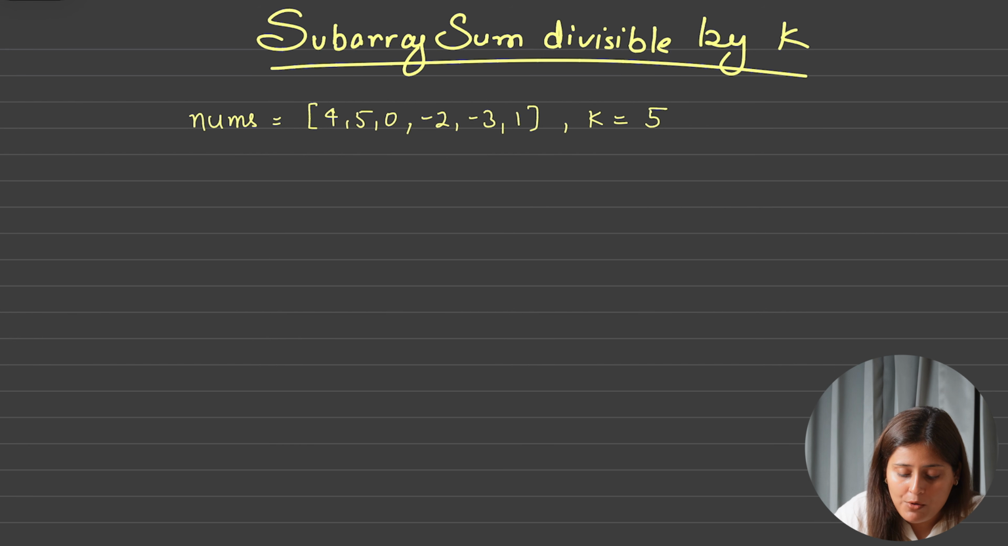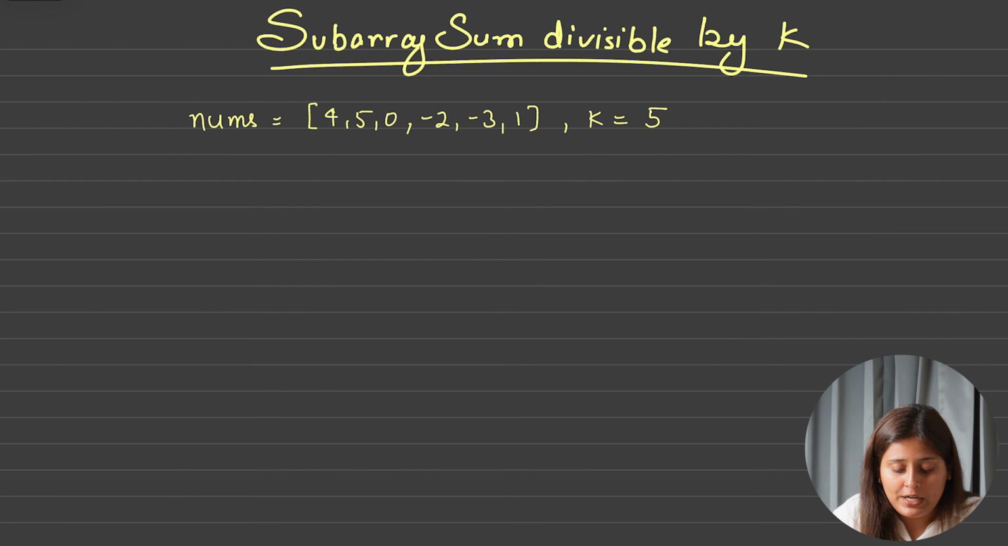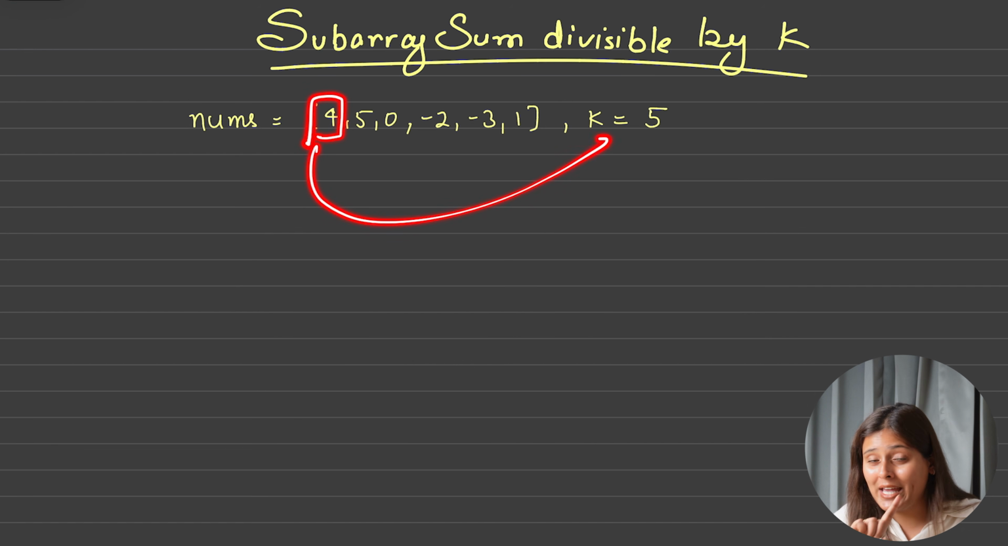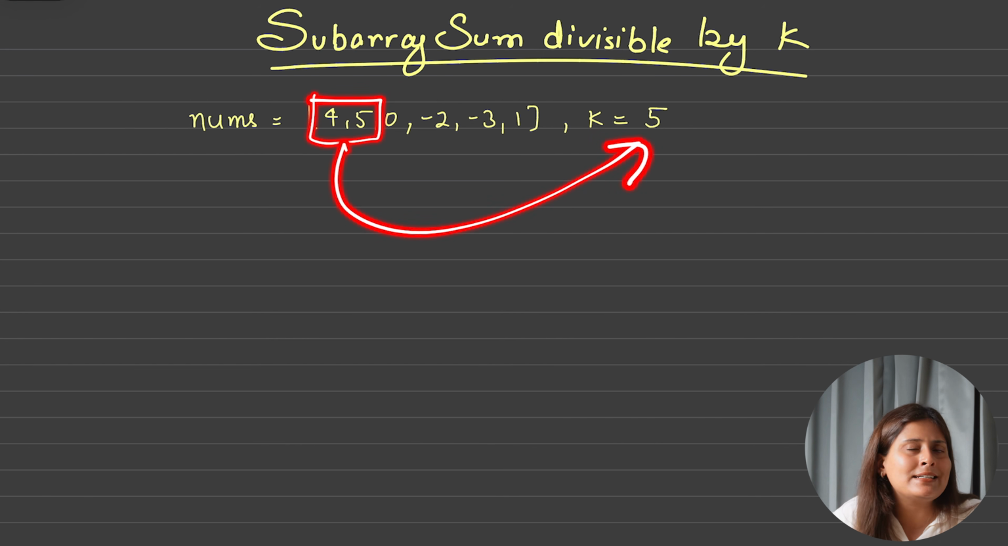Problem says we have to count all such subarrays. So let's count this 4. Is this 4 a subarray? Yes, it is. But is this 4 divisible by k? No, it is not. So hence 4 is not a valid subarray. Again 4, 5. Is this 4, 5 a subarray? Yes, it is. Is this summation divisible by k? No. Summation is 9 and it is not divisible by k. Hence it is not a valid subarray.